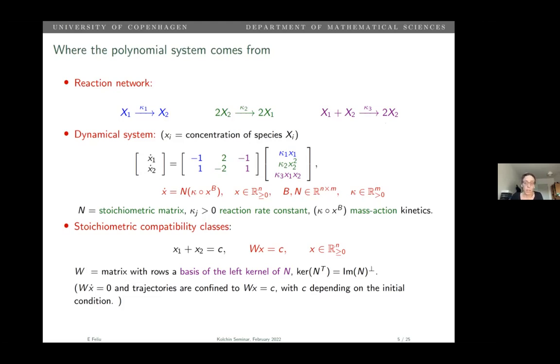It can also be animals. There are many models of animal interaction that can be expressed as a reaction network in the background. And also these famous SIR models, many of them can be represented like this, where X1, for example, is susceptible people, and X2 could be infected people. This reaction would correspond to that.